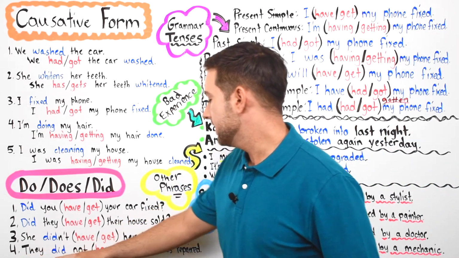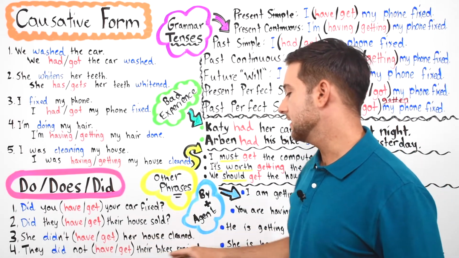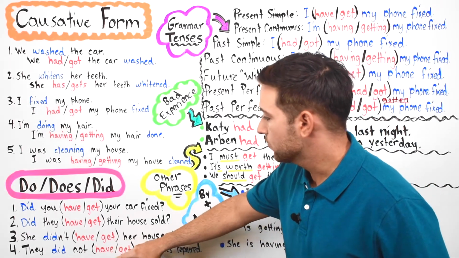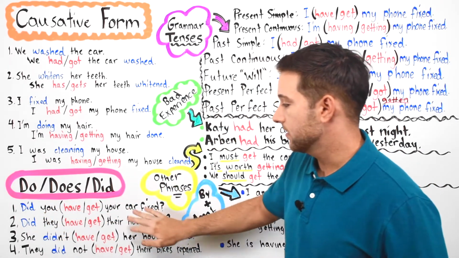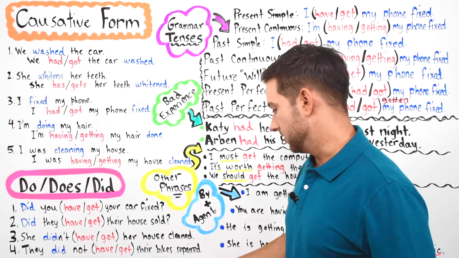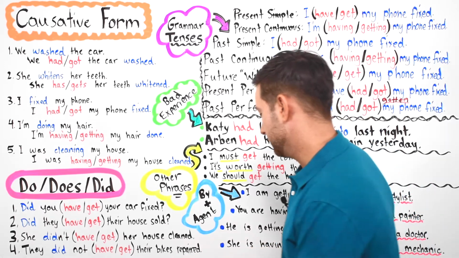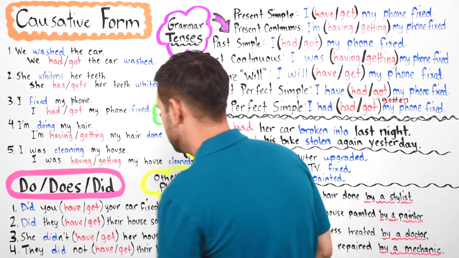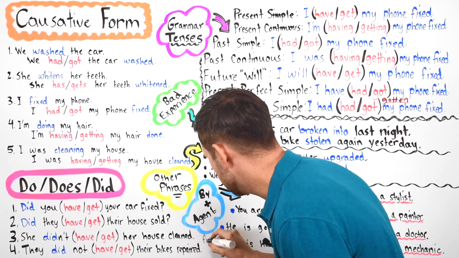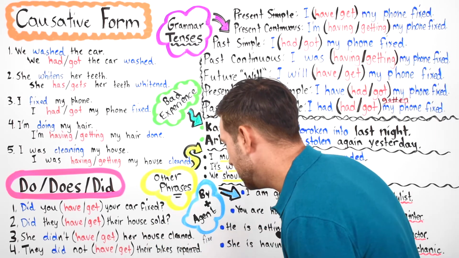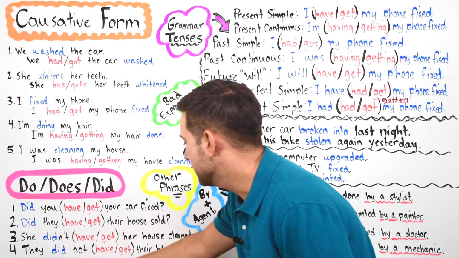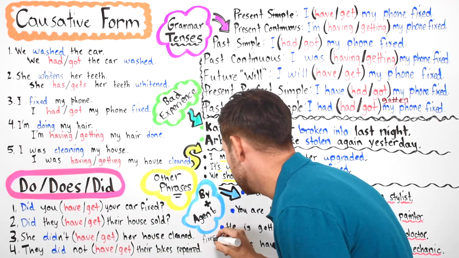And number 4, they did not have their bikes repaired. They did not get their bikes repaired. Apparently, these two are negative sentences, whereas number 1 and number 2 are interrogative sentences because they have a question mark. But apparently the bike is broken and you need to repair the bike. Now, remember I said that you don't have to use the word repair. You can also use the word fix. So you could say, they did not have their bikes fixed.